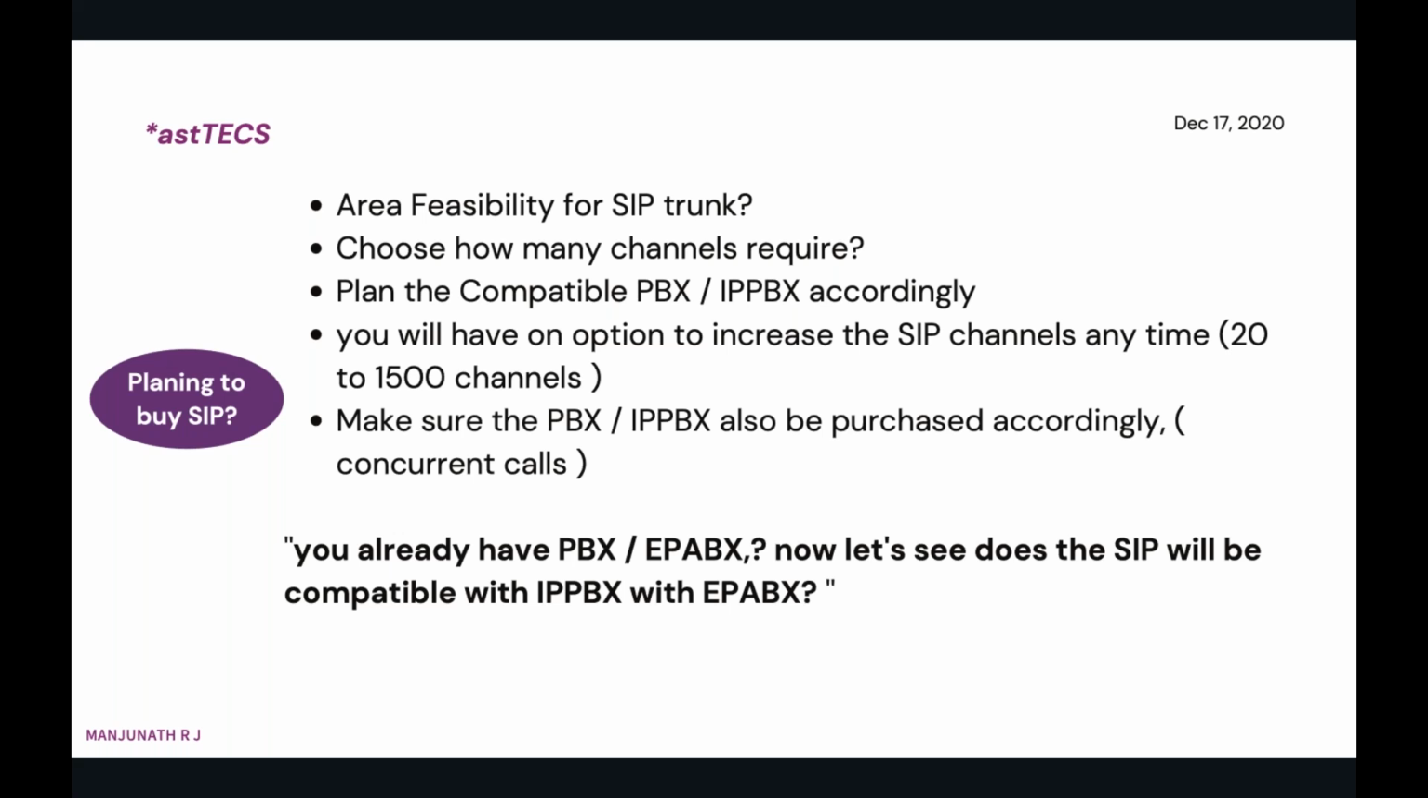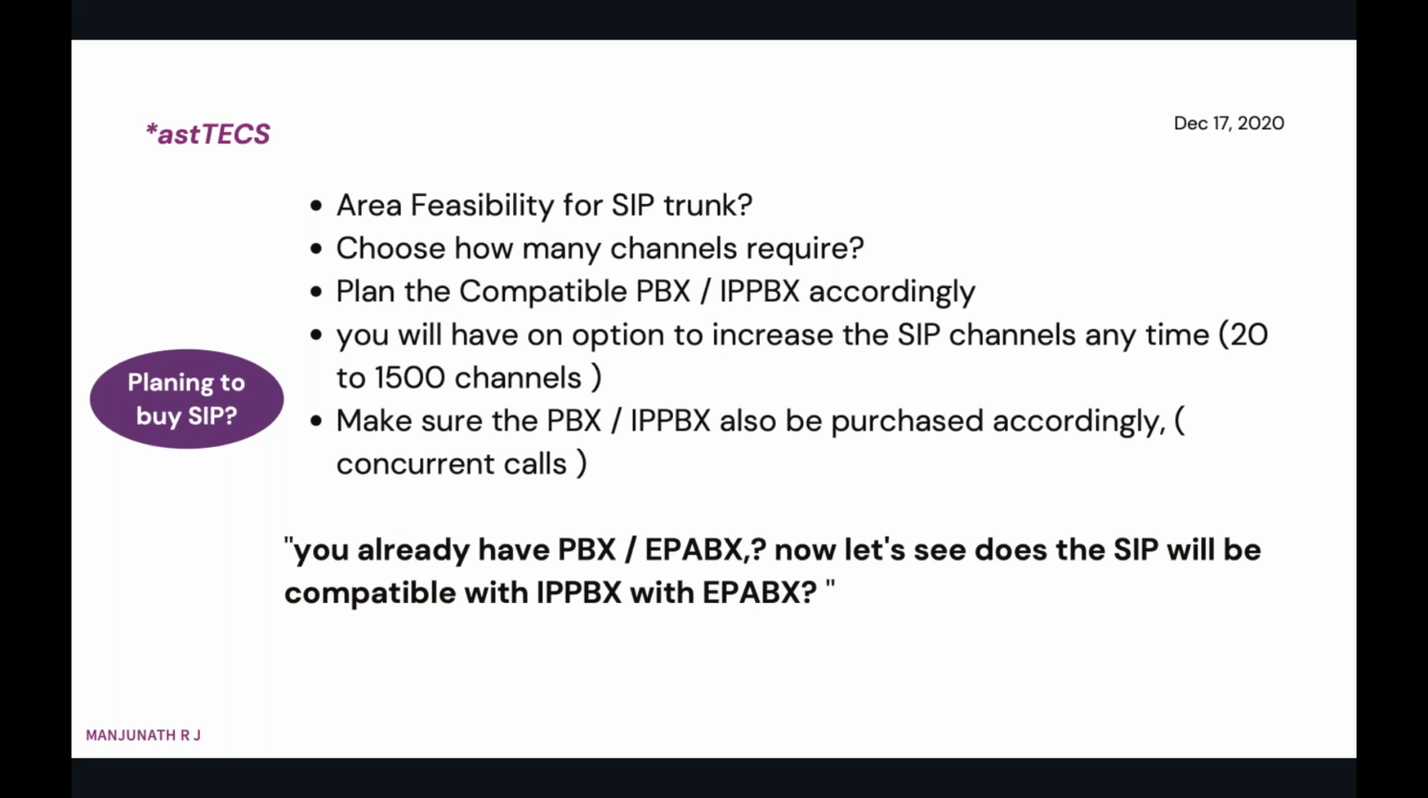Your existing EPABX, as I told you, will give you some more time to stay back and use. But if you're looking for much better features, because you have multiple offices and you want to have some soft phones, remote extensions and all those things, then you can choose IPBX accordingly. SIP channels will give you many more options, from 20 channels to 1500 channels.